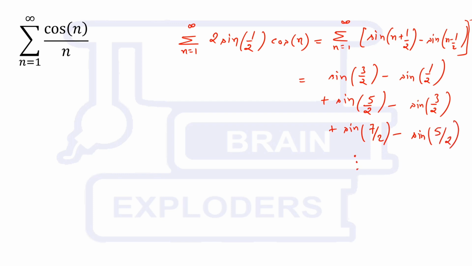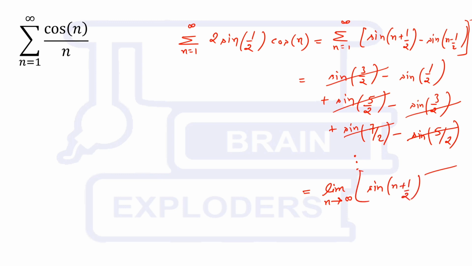You can see that sine 3 by 2 gets cancelled out, sine 5 by 2 gets cancelled out, and in this way many terms will get cancelled out. So the last term will be limit n tends to infinity sine (n plus 1 by 2), and sine 1 by 2 remains, so let us write minus sine 1 by 2 also. Now the first term lies between a finite value, minus 1 and plus 1, and the second term is obviously a finite value, hence this given series is convergent.